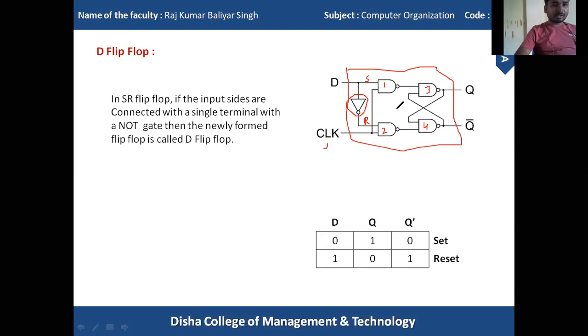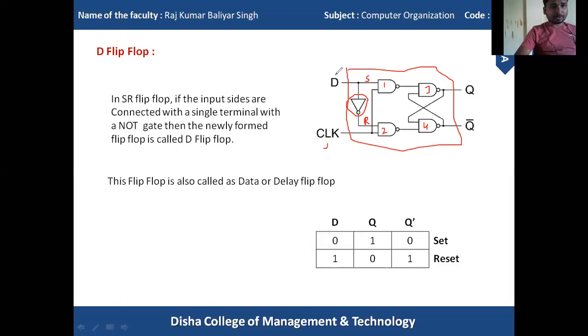That is not an applicable condition. So in SR flip flop, if we connect the two S and R terminals into a single one with a NOT gate, then whatever flip flop is formed is called D flip flop. In D flip flop, we have only two states, set state and reset state.